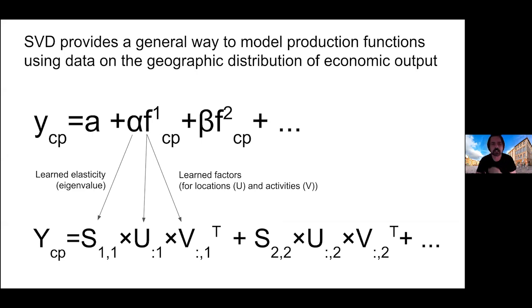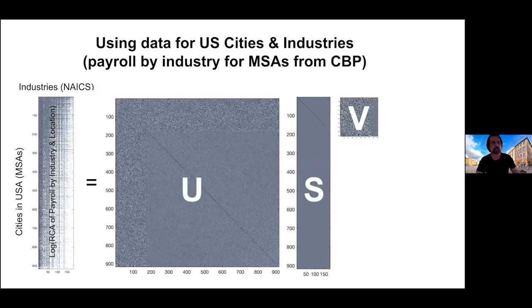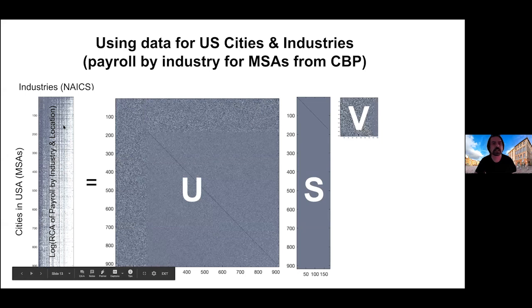Okay, so to understand this, it might make sense to look at this graphically. So, okay, we have a matrix here using the County Business Patterns for US cities.